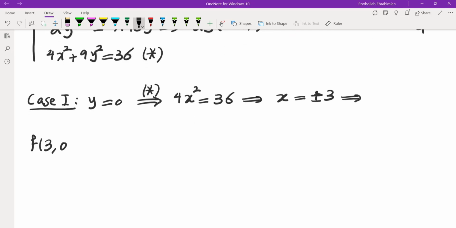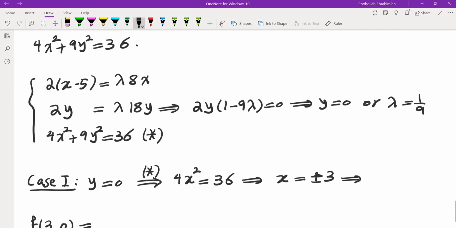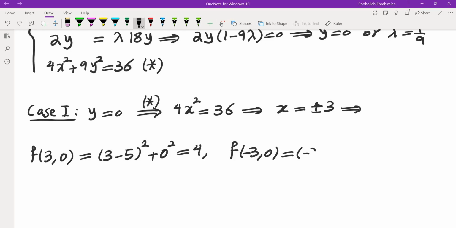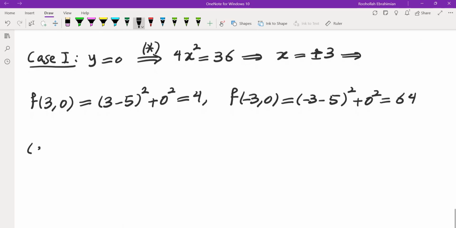We'll have to evaluate f of 3, 0. F of 3, 0 is going to be 3 minus 5 squared plus 0 squared, so that's 4. And f of negative 3, 0 would be negative 3 minus 5 squared plus 0 squared, so that's 64. The second case is if lambda is 1/9.